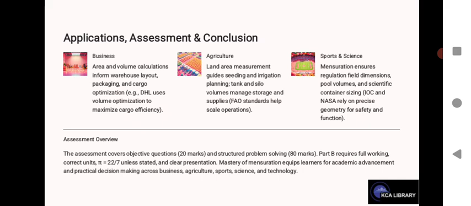In sport and science, mensuration ensures regulation field dimensions, pool volumes, and scientific container sizing rely on precise geometry for safety and function.